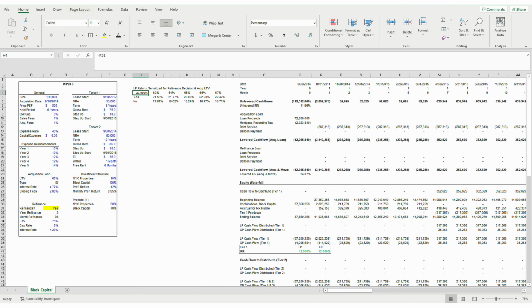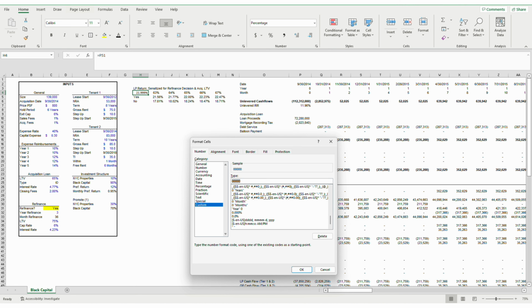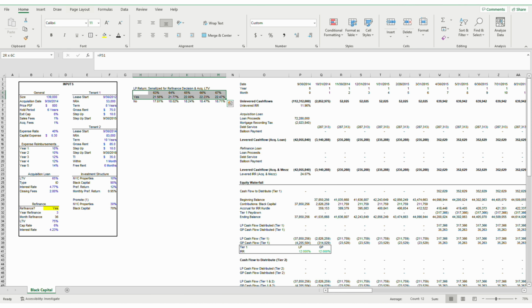As you can see, refinancing boosts returns as is expected. In this situation, refinance allows for a larger loan size once the property stabilizes, so there's even less equity in the deal, juicing up the IRR return.